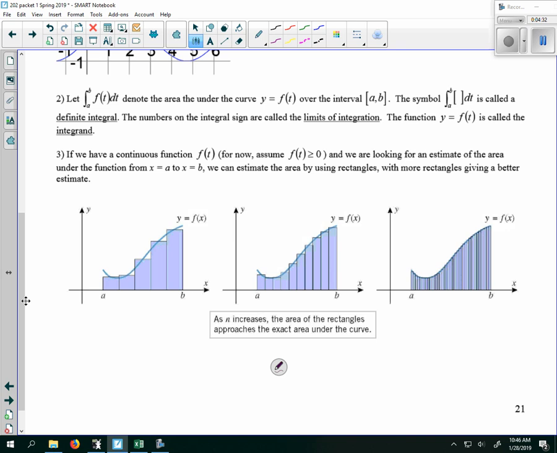If we have a continuous function f of t, for now we're going to assume it's completely above the x-axis. We're looking for an estimate of the area under the function from x equals a to x equals b. You can estimate that area using rectangles. And the more rectangles, the better the estimate.